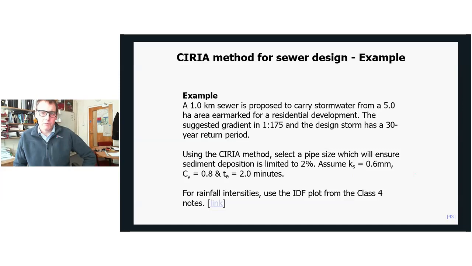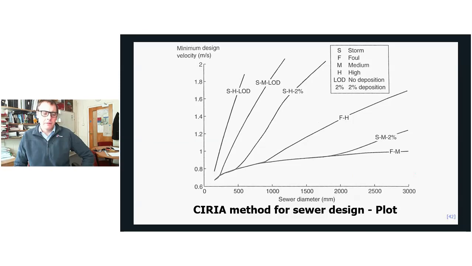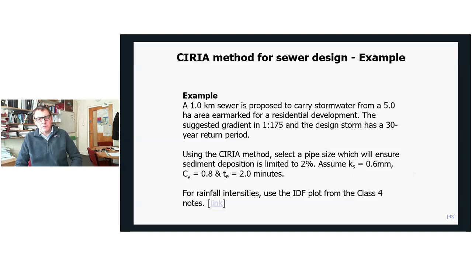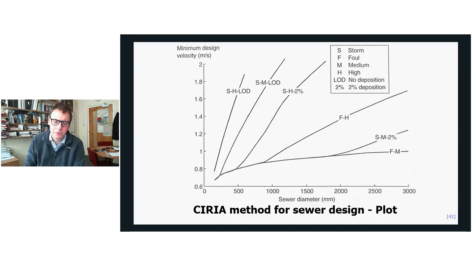I'll come back to what I was going to sum up after this example. There's an example here you could try. Basically, you've got the IDF plot which I gave you in class 4 to work on it with. And remember, the modified rational method, you're using it exactly the same way. The only difference is the velocity check. So rather than the 1 meter per second, you use the chart which is on the previous slide.